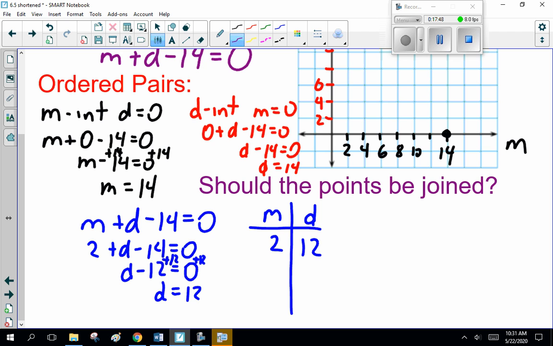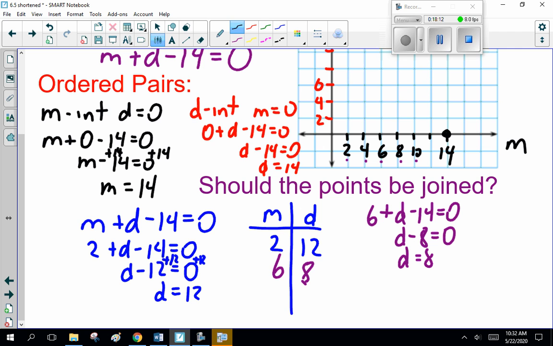Now, a couple more points. M is 6. As I said, I'm just choosing some points here that are nice on the grid. So 6 plus d minus 14 is 0. 6 minus 14, d minus 8 is 0. D equals 8. Okay, so I'm just choosing points here. M is 10. God help me. So 10 plus d minus 14 is 0. 10 minus 14, that's d minus 4 is 0. Add 4 to both sides. D is 4.